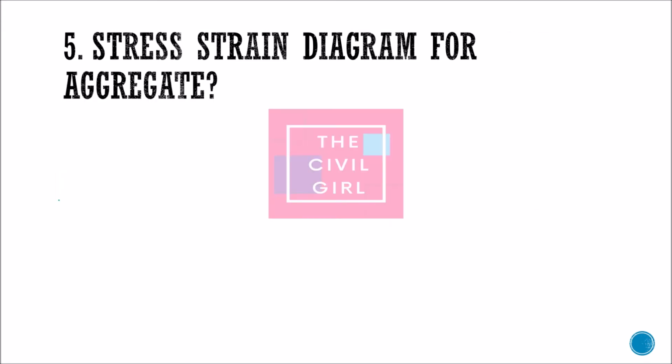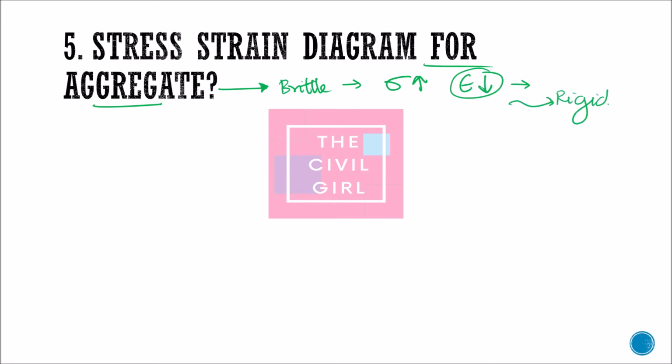So going to the next question, the stress strain diagram for aggregate. So what is aggregate? I need you to understand the property of aggregate. Aggregate is a brittle material. It can take a large amount of stress, but it does not have any elastic properties. It cannot yield like steel. It cannot yield. So this is somewhat equal to the rigid material that we saw earlier. Since it is a naturally occurring material, it will be much stronger than man-made material.